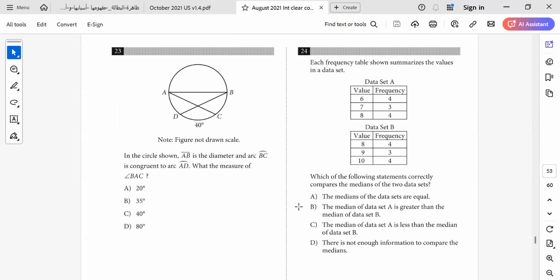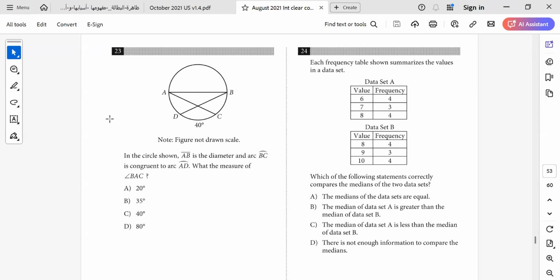Mr., question number 24. Everyone solved 23? Yes. That's sweet. I just wanted to know why.